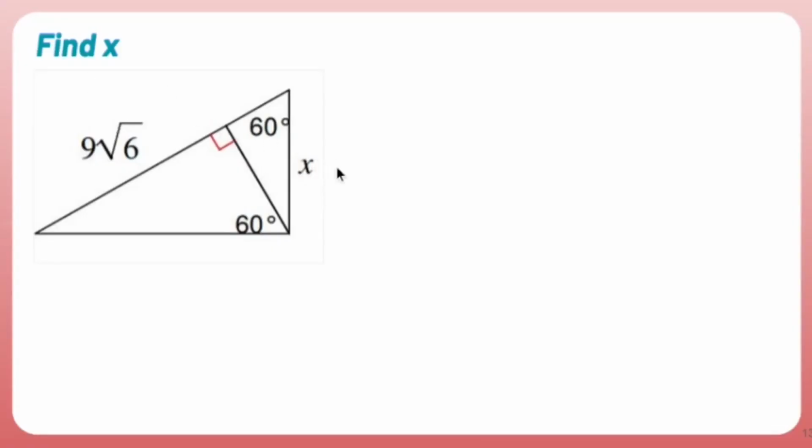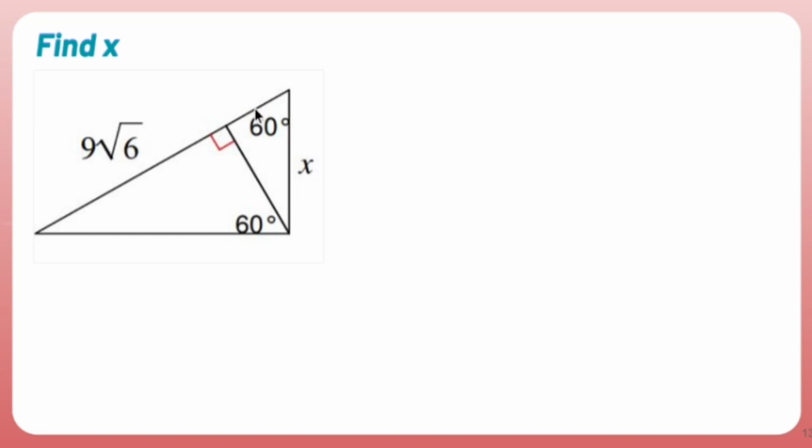Find x. What do I have? I have a big triangle, this triangle glued to that triangle. All right, I have 9 root 6, and x is way over here. So x isn't attached to 9 root 6 really in any way whatsoever.